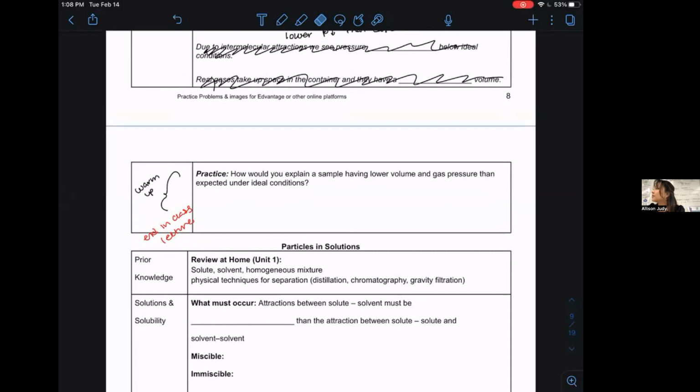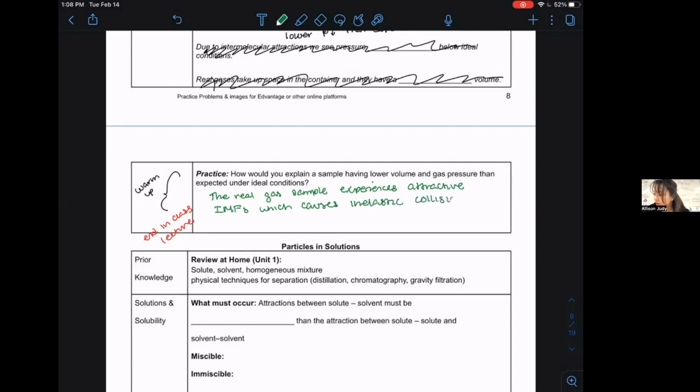Okay, so let's say you took your gas sample in a container, and the fact is that when you have IMFs, some of them are attractive, right? So then it means that there are fewer collisions, and the collisions that do happen are less forceful against the walls, and that results in lower pressure. And PV equals nRT is our equation. That volume will also follow lower pressure.